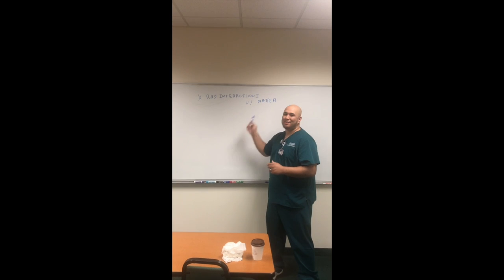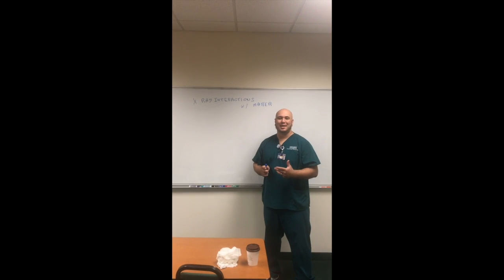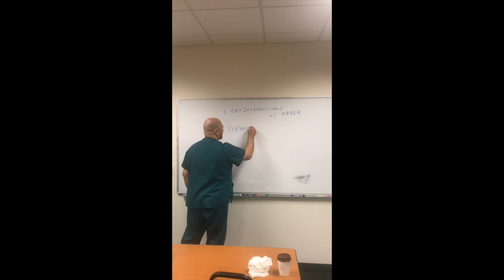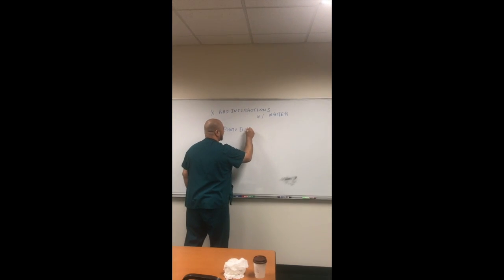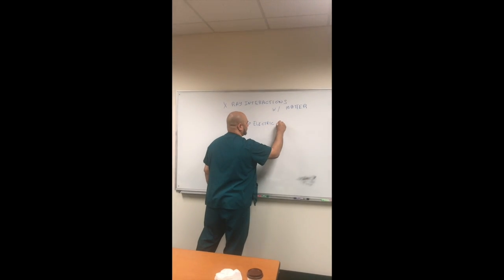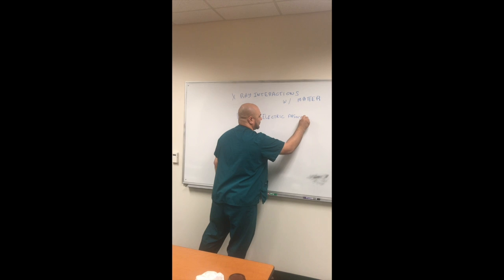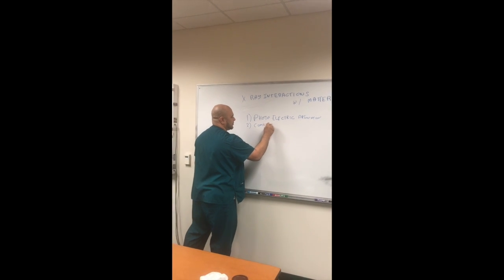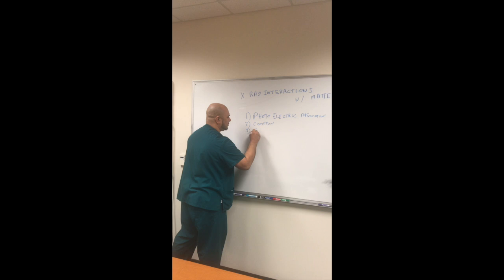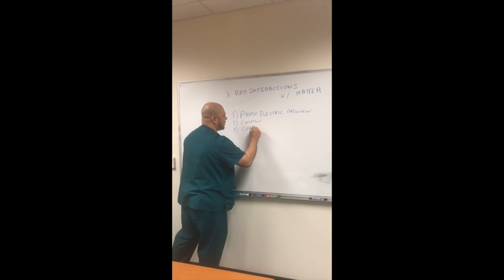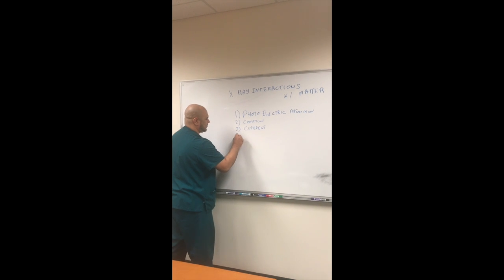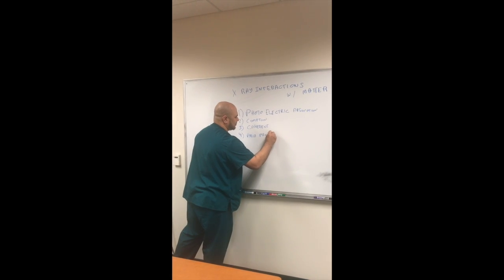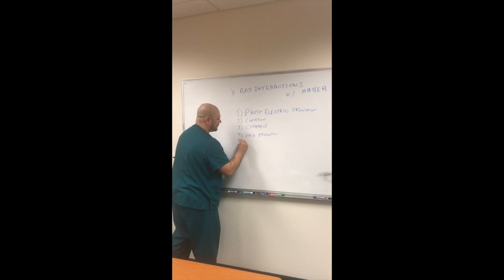Discussing X-ray interactions with matter and the 5 different interactions that occur with our body and matter: photoelectric absorption, Compton, coherent, pair production, and photodisintegration.